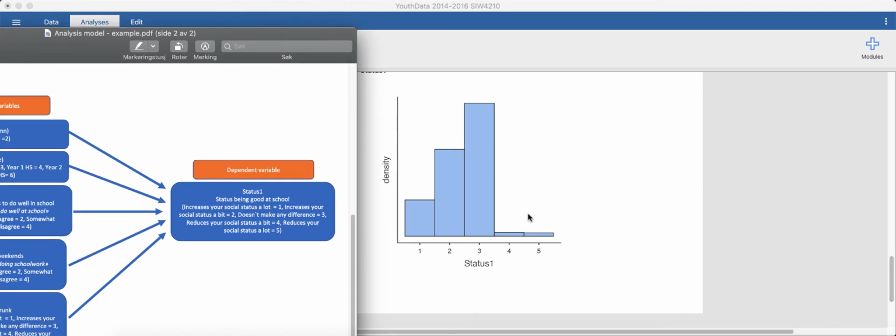So you can see that it's kind of shaped like a bell. However, I would say that it's a bit right skewed, in the sense that we are missing some values here on the right side. There are very few who have said that it reduces your social status a bit or it reduces your social status a lot. So there are quite few on this end, whereas there are more people on this end. So I would say that it looks pretty normally distributed, but with a bit of right skew though. Okay.